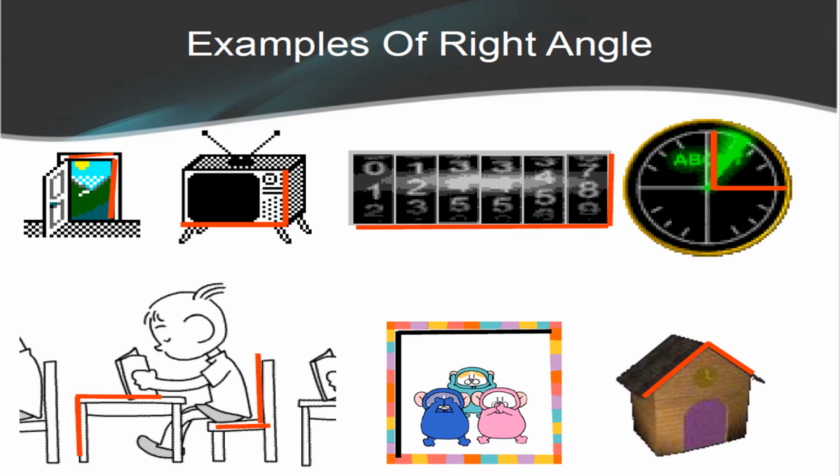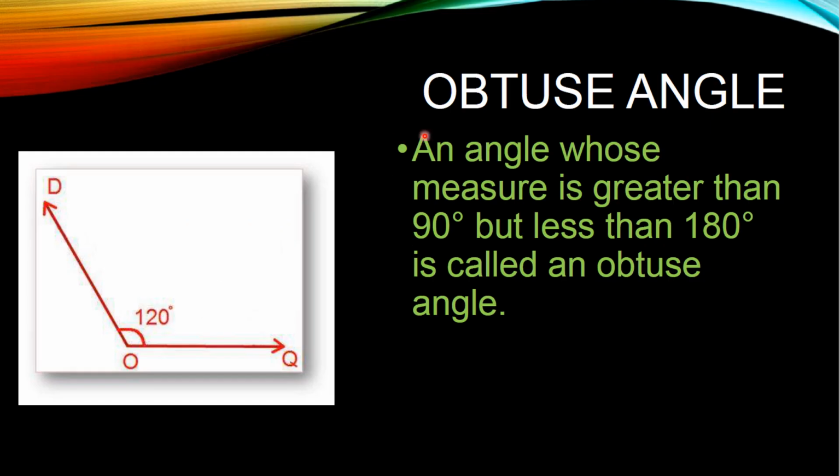Okay, my children? Right. Now come to the next type of angle, that is obtuse angle. What is meant by an obtuse angle? An angle whose measure is greater than 90 degrees but less than 180 degrees is called an obtuse angle. Okay, my dear children, understood this point? Obtuse angle means the angle whose measure is greater than 90 degrees but less than 180 degrees.